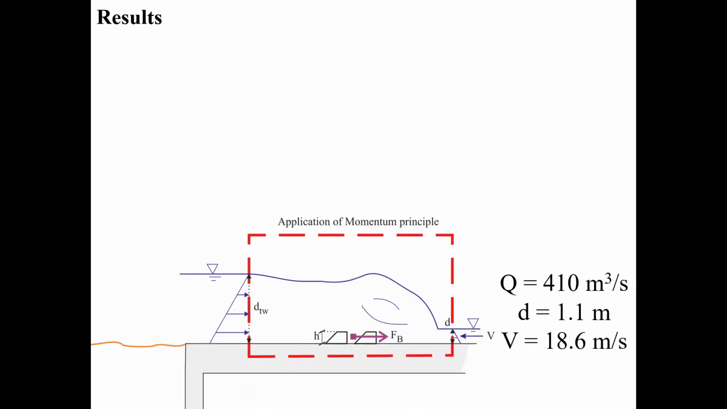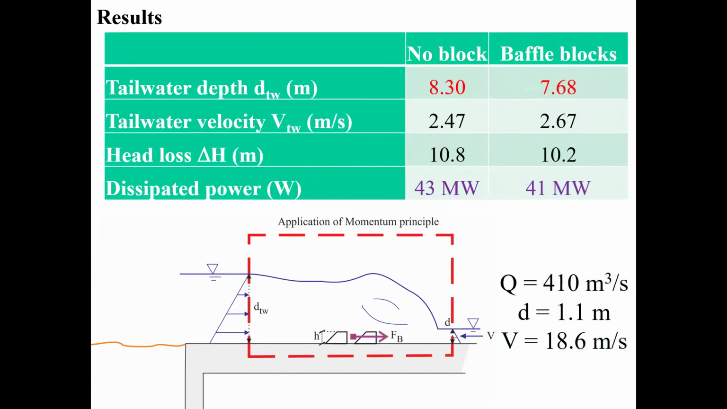Let's now apply this to our application with a discharge of 410 cubic meters per second, an inflow depth of 1.1 meter, and an inflow velocity of 18.6 meters per second. Without blocks, the tailwater depth will fulfill the Bélanger equation and equal 8.3 meters. In presence of baffle blocks, the required tailwater depth will be 7.7 meters.